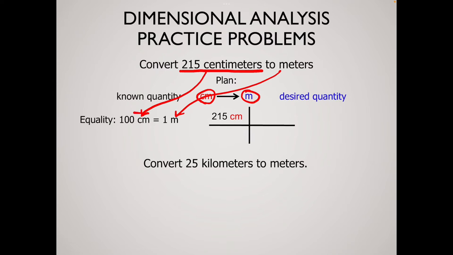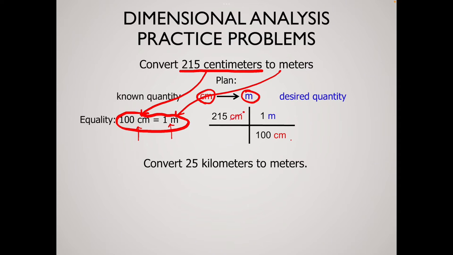So now we're going to use this equality and we're going to plug it into our train track so that the units cancel correctly. Since we have centimeters here, then we need to have centimeters down here because remember, our units will always cancel down and to the right. So our 100 centimeters will go on the bottom and that will allow our units to cancel. And remember, when things are equal, they get stacked. So if we put 100 centimeters on the bottom, that means 1 meter needs to go on the top. So that's where that is.